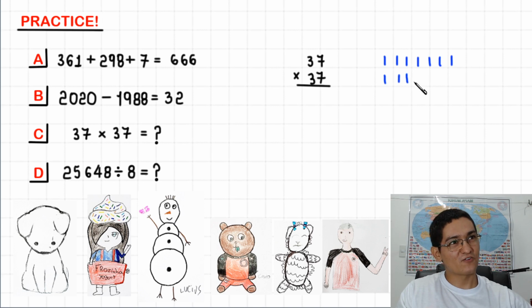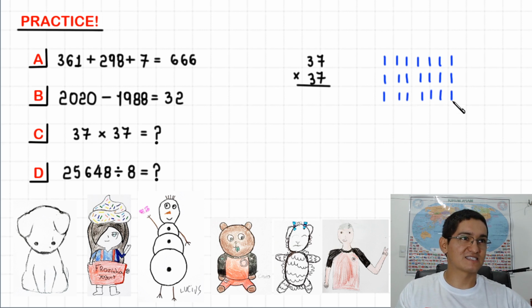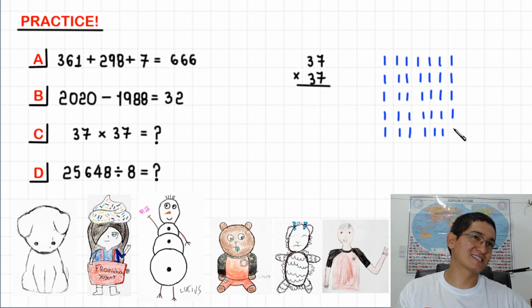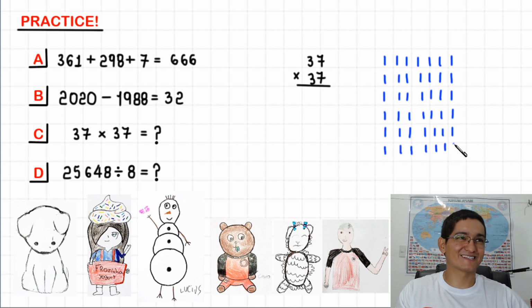We keep counting groups of 7. This is already 3 times 7. Then we already have 5 times 7. How many times? 3, 6, 7 times 7.